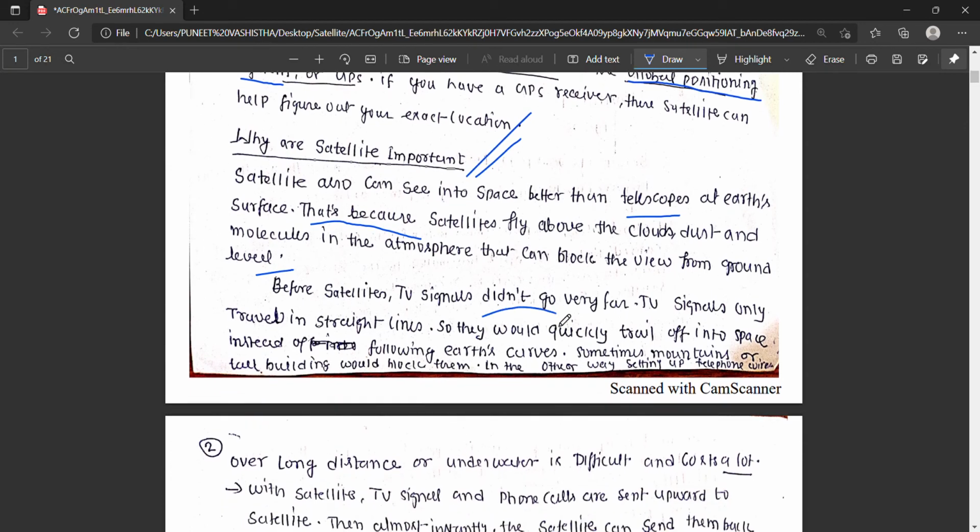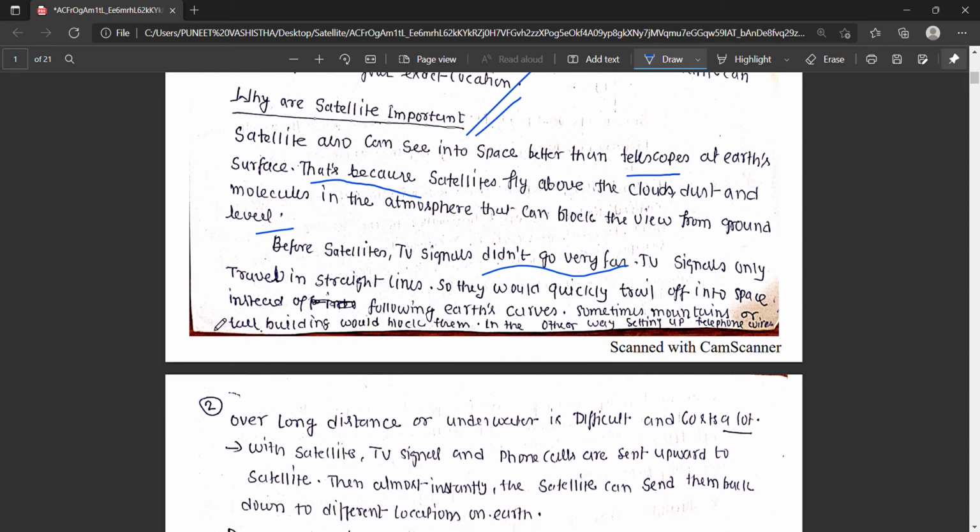Okay, before satellites, TV signals did not go very far. I have told you this earlier. TV signals only travel in straight lines, so they would quickly trail off into space instead of following Earth's curve. If we have two towers here, these mobile communication towers have a line of sight, meaning one person is standing here and another person is standing here, then they can see each other if there is no blockage.